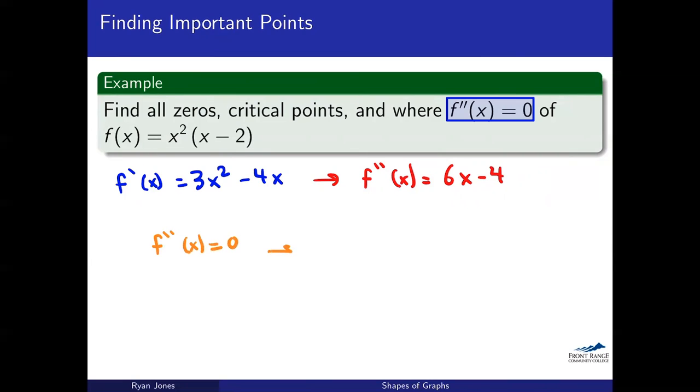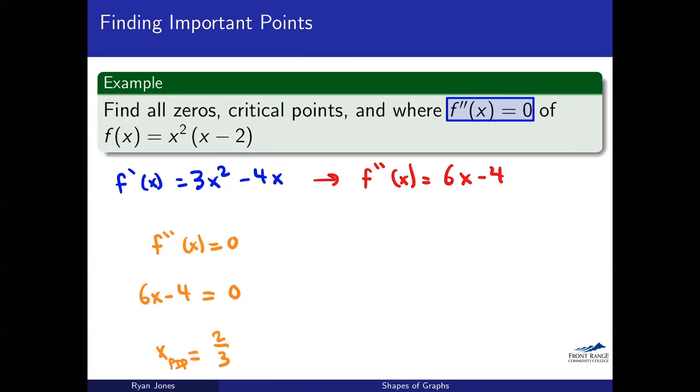And then I set f double prime of x equal to 0. 6x minus 4 equals 0. We're going to get x is equal to 2/3 right there. And so yet again, I've been using x sub z for my zeros, x sub c for my critical points. Here, I'm going to actually say x pip, possible inflection point, 2/3 right there.